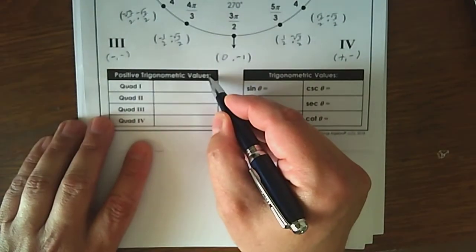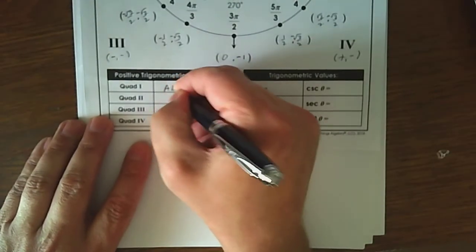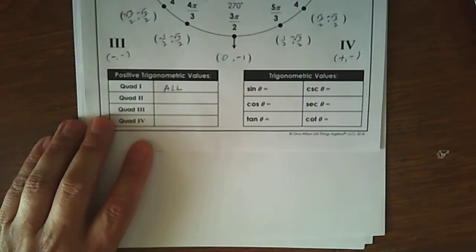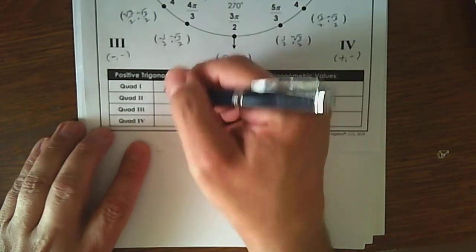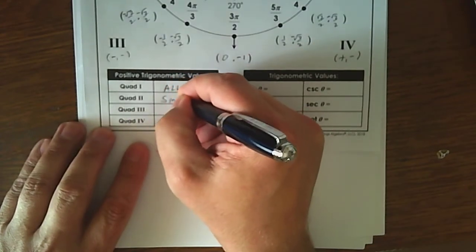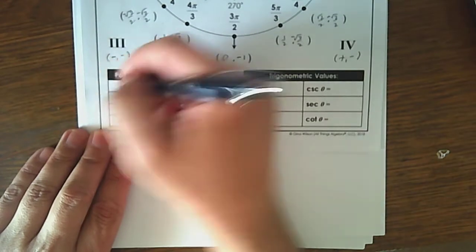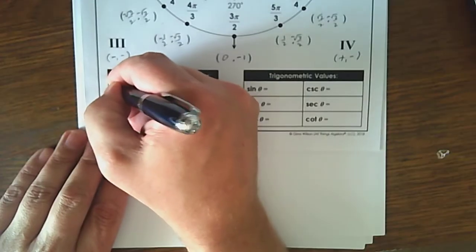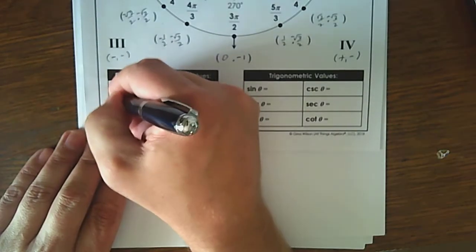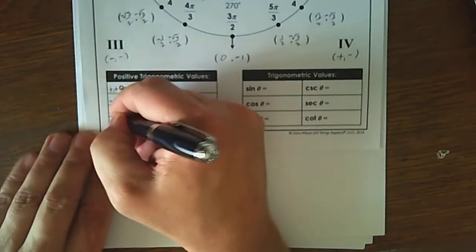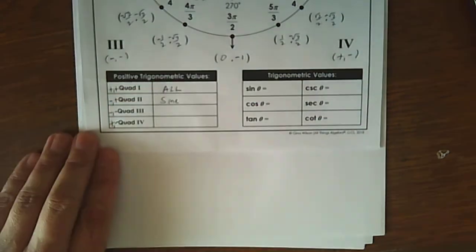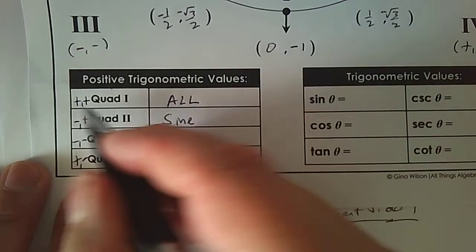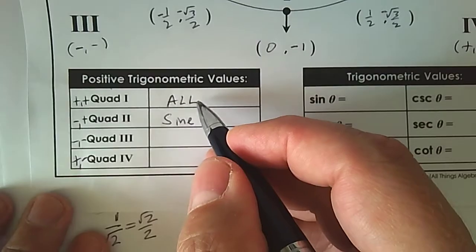Positive trig values. In quadrant 1, all trig values are positive. In quadrant number 2, sine is positive. And I want you to remember the signs here. This is going to help you remember it. So positive, positive, negative, positive, negative, negative, and which one did I do? Positive, negative. Okay. Let me zoom in here.